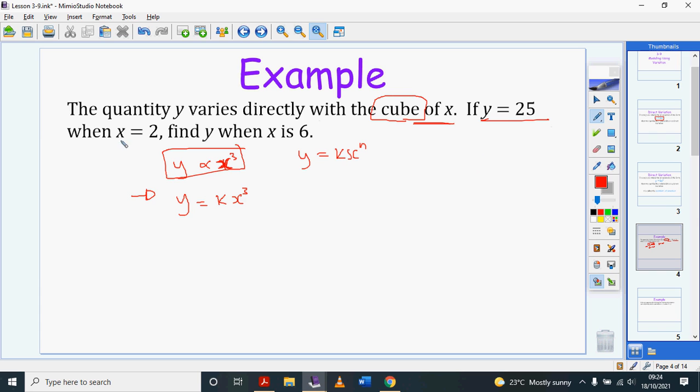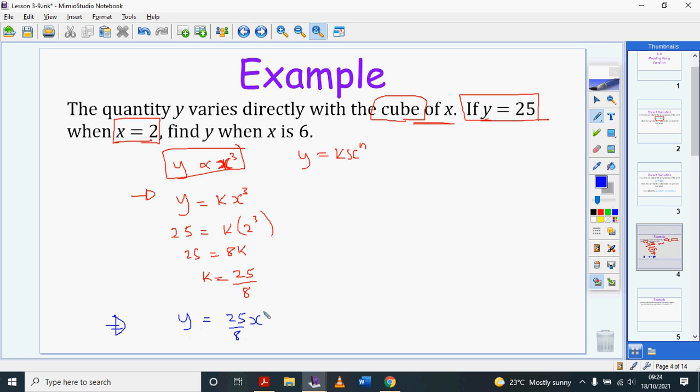Now, they've given us some information. If y is 25, x is 2. That is like boundary information or initial values. In physics, we call that boundary conditions or initial conditions. And those help us to find the value of the constant of proportion. So they said y is 25 and x is 2, right? So I have 25 is equal to 8k, and when I solve that, I have k is equal to 25 out of 8.